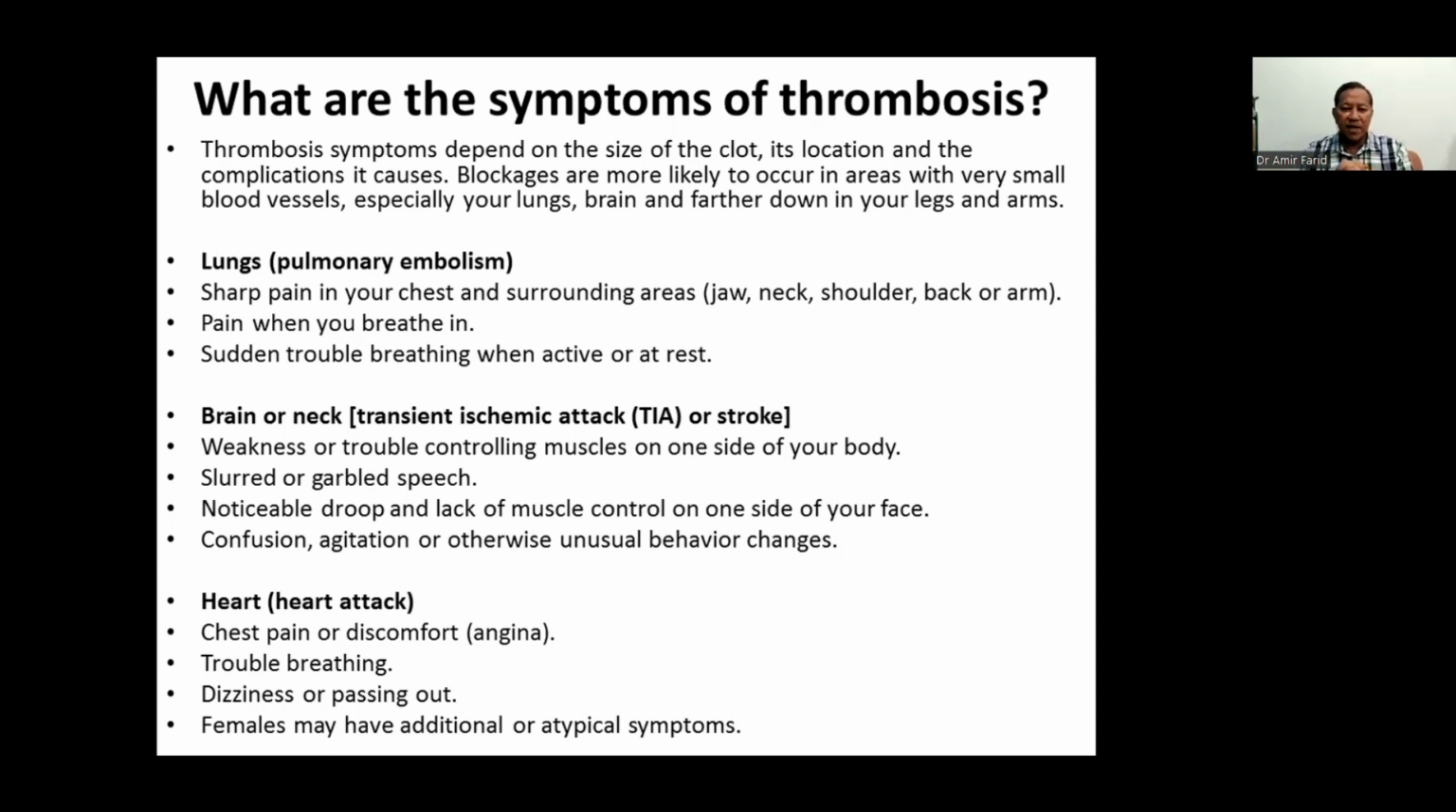If it's in the brain or neck, then you have TIA or stroke, depending on how big the blockage is. So there's weakness or trouble controlling muscles on one side of your body, slurred or garbled speech, noticeable droop and lack of muscle control on one side of your face, and confusion, agitation, or otherwise unusual behavioral changes. If it's in the coronary arteries, then you have heart attack with chest pain or discomfort, trouble breathing, dizziness, or passing out. But females may have additional or atypical symptoms.